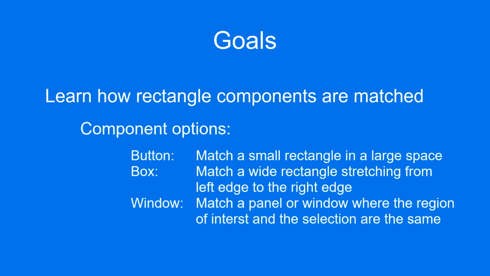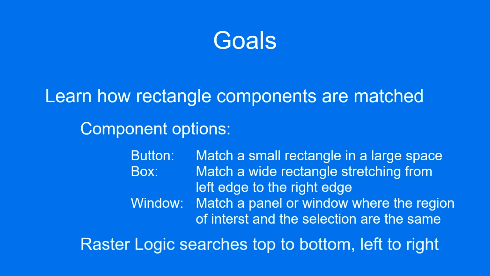The options are button for matching a small rectangle within a larger space where the position of that rectangle may float, box for matching a horizontal rectangle such as a text field where this area stretches from the left edge to the right edge, and window for matching a panel or window both horizontally and vertically where the region of interest and selection are the same.